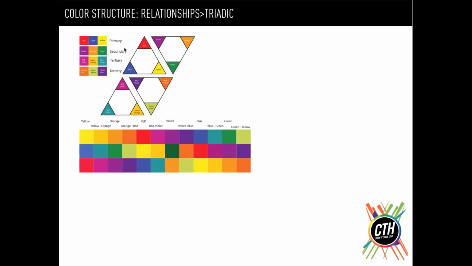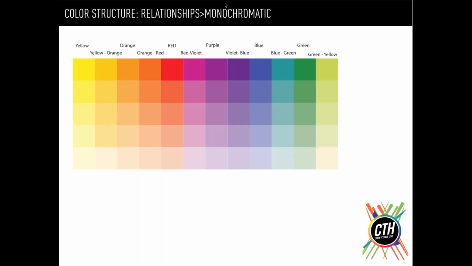Triadic, 3 colors, high contrast. There's basically 4 flavors. So there's a primary triadic, a secondary triadic, and 2 tertiaries. And then you have monochromatic, mono, 1 chroma, 1 color, and you're changing the brightness and saturation of that 1 color. This shows changing the saturation.